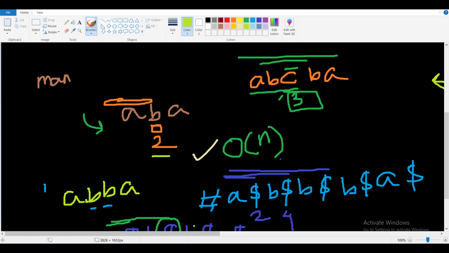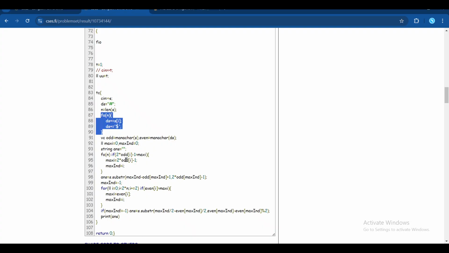Here it is 2. So the length of the string is 2 into odd I minus 1. That's why we are doing: if 2 into odd I minus 1 is greater than maxi, we are initializing maxi as 2 into odd I minus 1. And after this iteration is done, we are storing answer as max index.